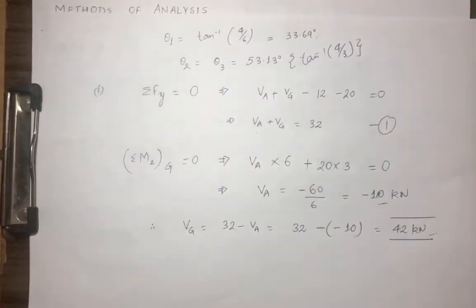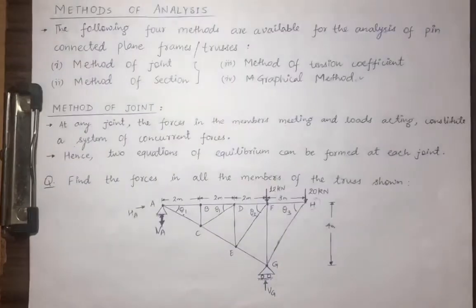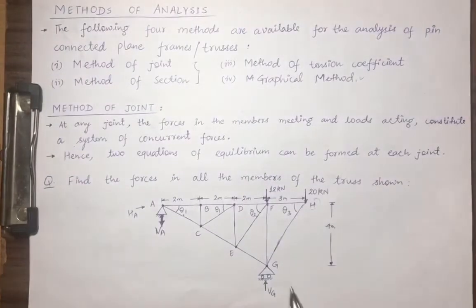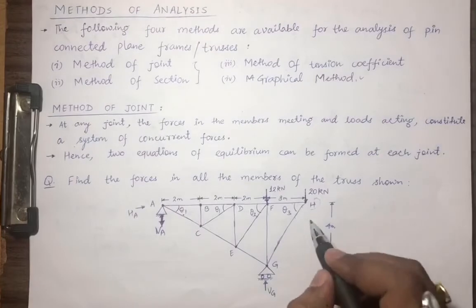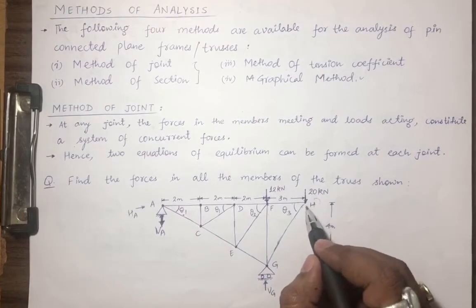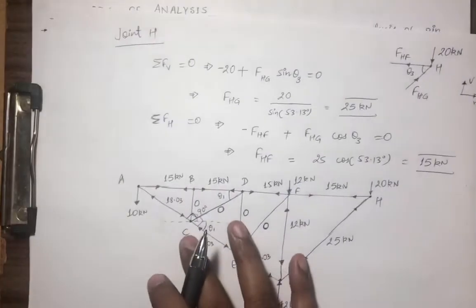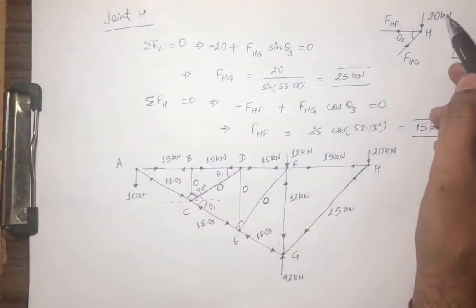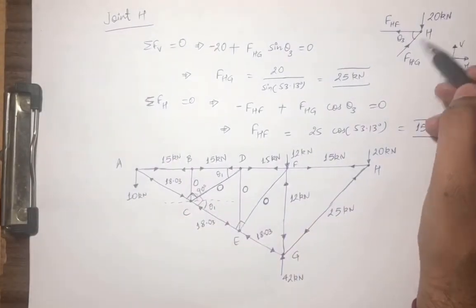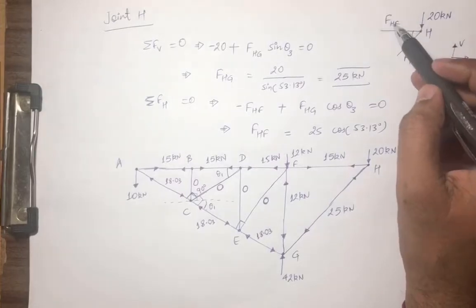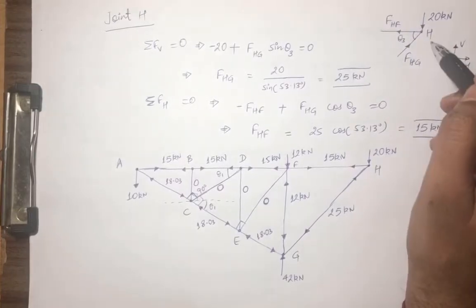So this step is very simple till now. Now after this, the easiest point to follow will be the point H. Why? Because only two member forces are acting here. So at point H, 20 kilonewton is here, and the member forces in FH and HG.